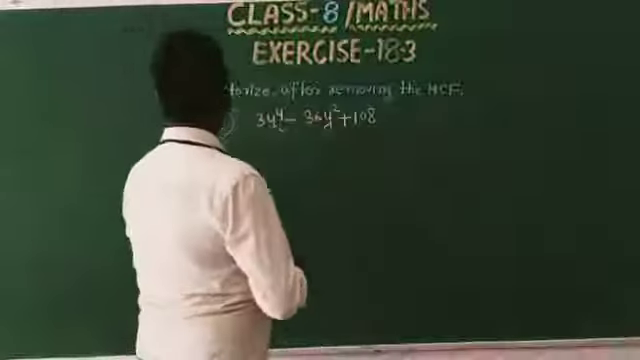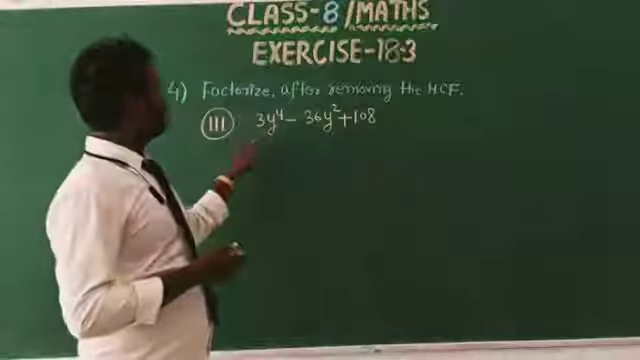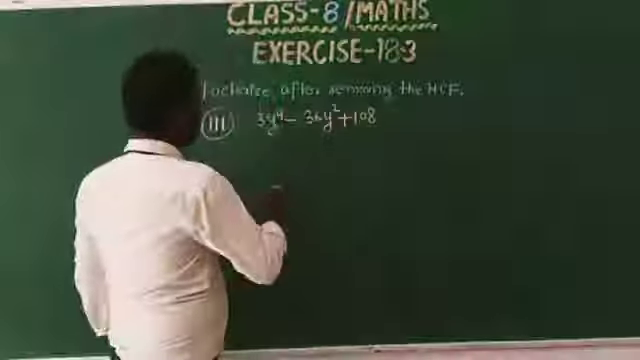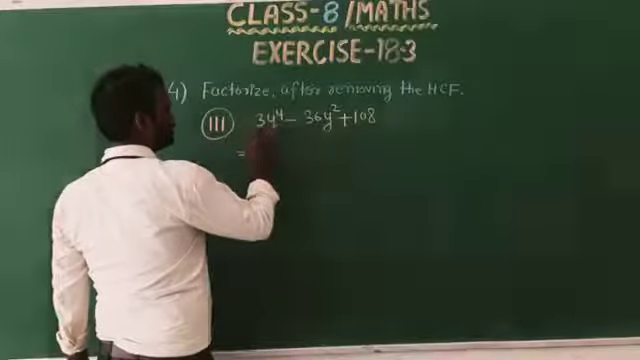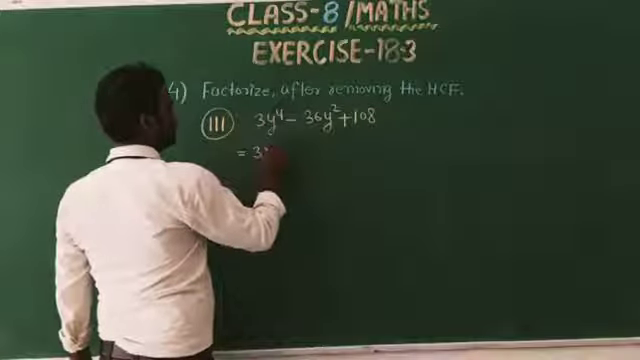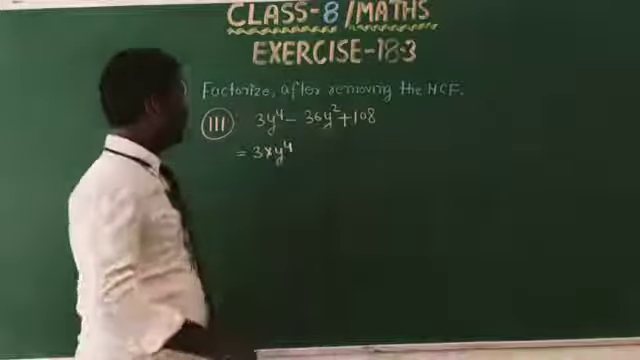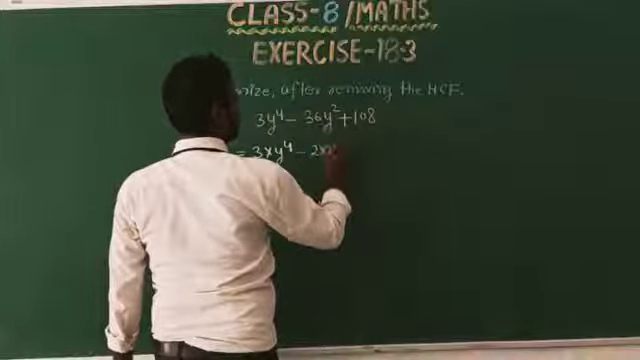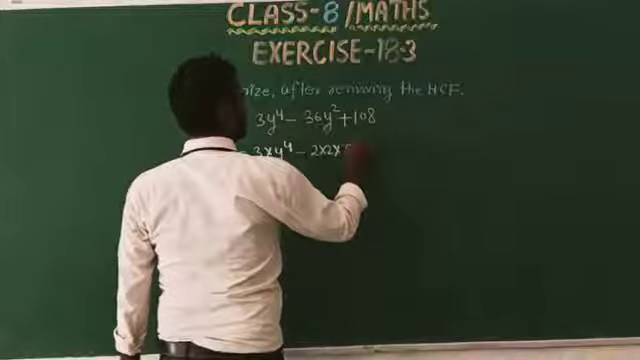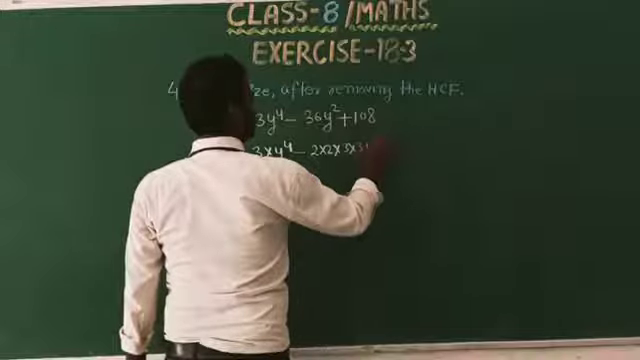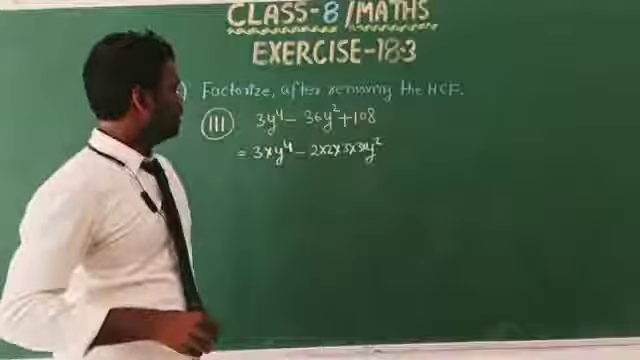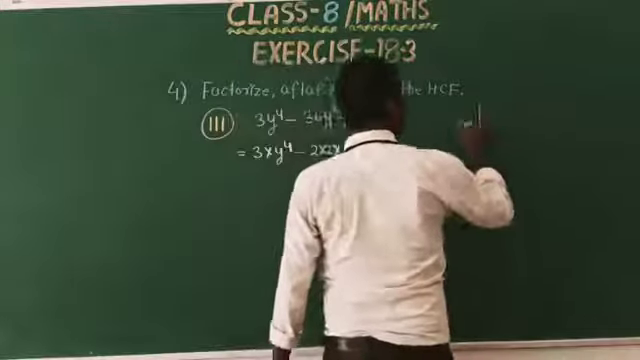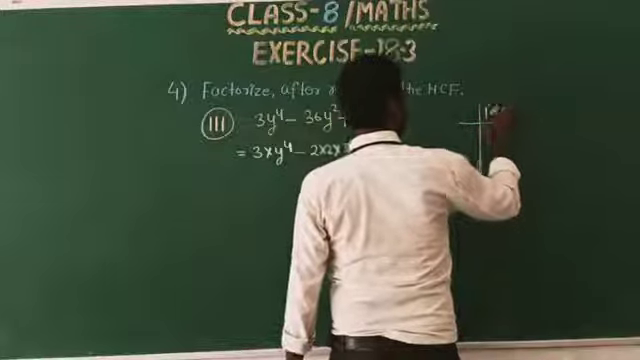So this is the third part of question number 4. 3y to the power 4 minus 36y square plus 108. This is written as 3 into y to the power 4 minus 36, which is the product of 2 into 2, 3 into 3, y square into y square, plus 108. Now find all the factors of 108.